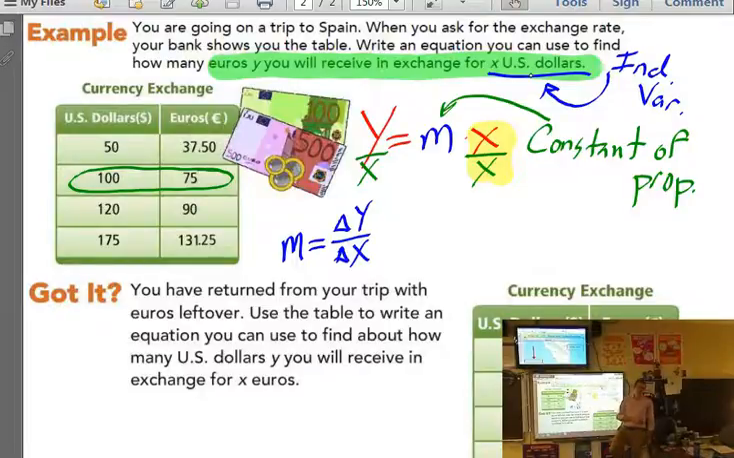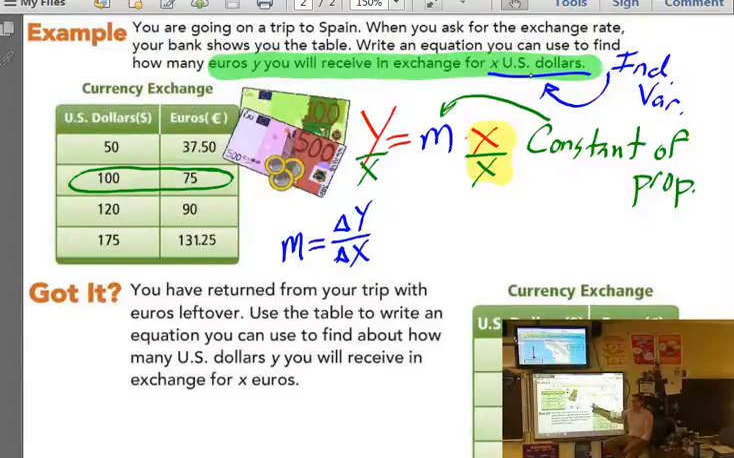Now, I've heard Mr. Cabilo talking to you guys about delta, so I think you already know it. Andrew, what's delta mean? The difference between. Difference or change. So we're really looking at the change in a y value over the change in the x value. Now, sometimes you'll see this just written as m equals y over x. That is because in a proportional relationship, we always have that 0, 0 point. So the change in y and the change in x can relate back to 0, 0.